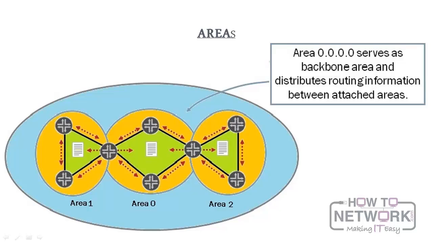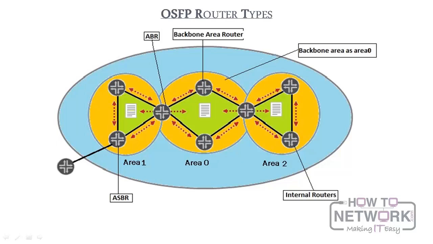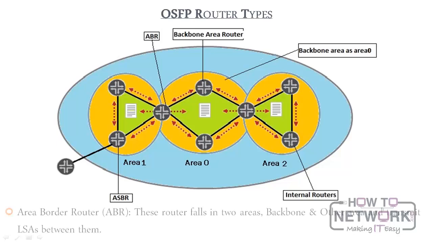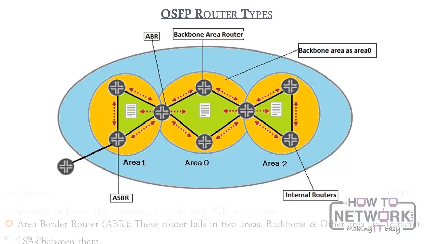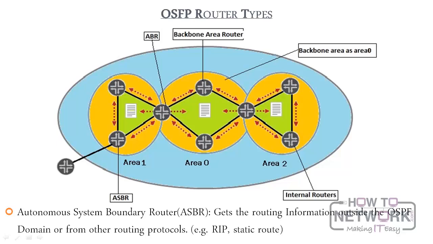OSPF router types. These are the types of routers in an OSPF network. We have an area border router, or ABR. These routers fall into 2 areas, backbone and other area, and transmit LSAs between them. And then we have Autonomous System Boundary Router, or ASBR. This router gets the routing information outside the OSPF domain, or from other routing protocols like RIP or static routes.